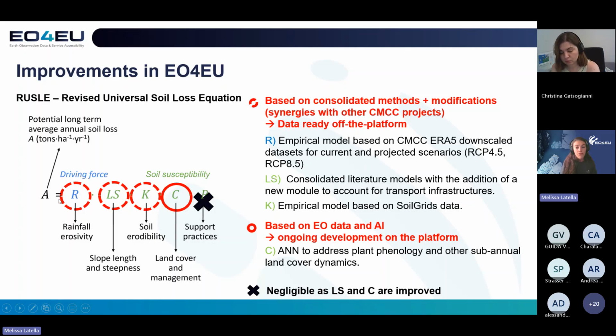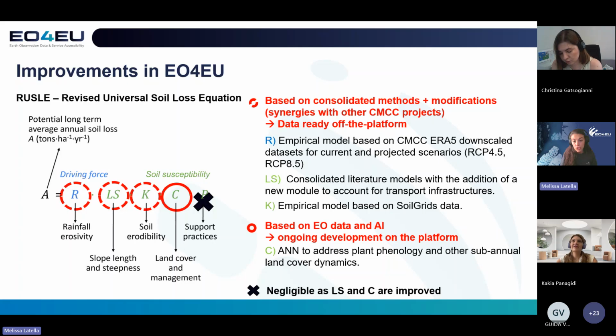And in particular, for the R factor, we computed it considering current and projected scenarios for obtaining 3 different datasets. For the LS factor, we performed a computation following the state-of-the-art models, and also we added a computation with a new model to account for transport infrastructure. So we will upload on the platform 2 different datasets.